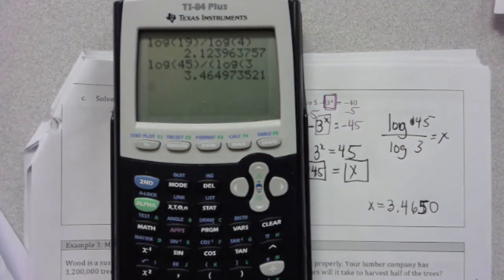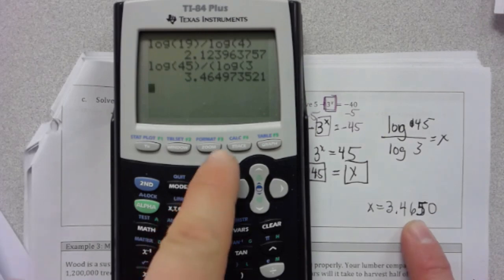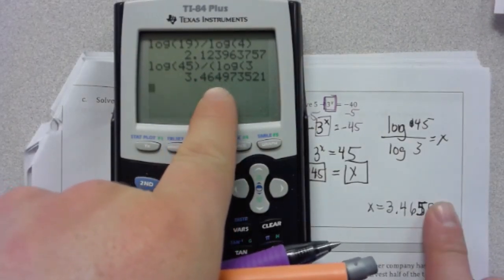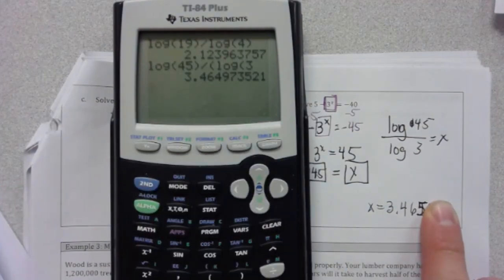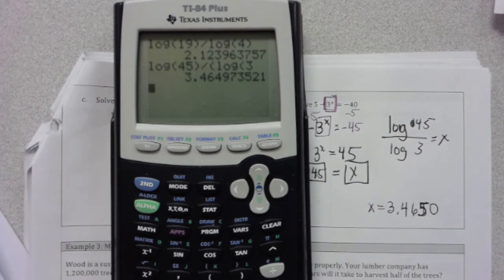All right, let's take a look at a story problem. Some of the story problems from 7B can now turn into this idea right here. Let me add a couple words here. Wood is a sustainable, renewable, natural resource growing continuously when you manage forests properly. The lumber company that you have has 1,200,000 trees. You plan to harvest 7%.